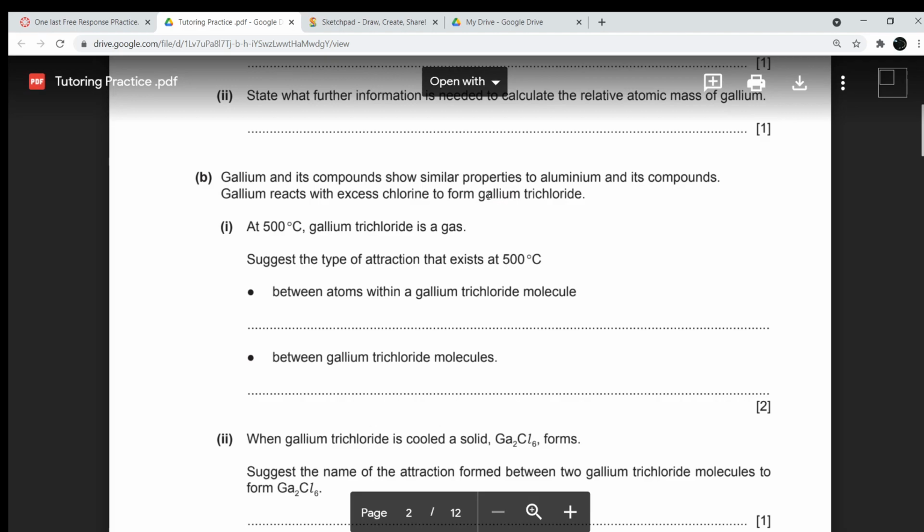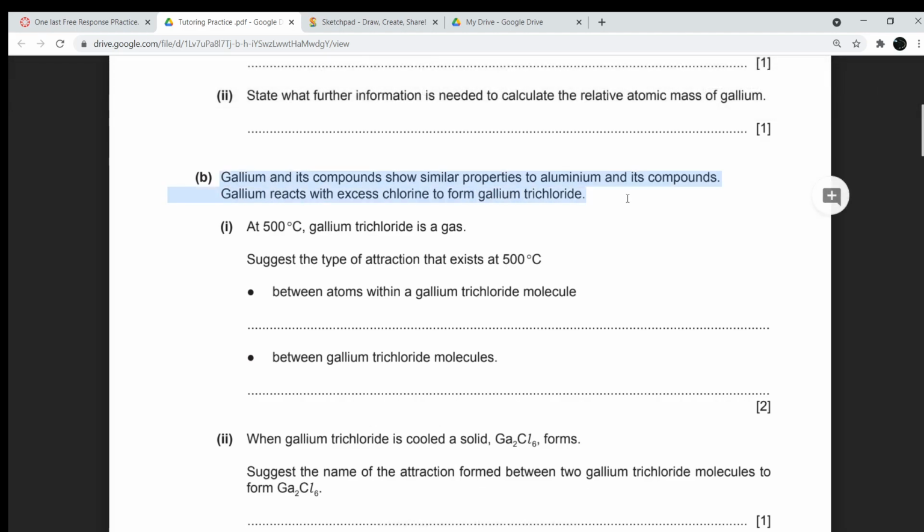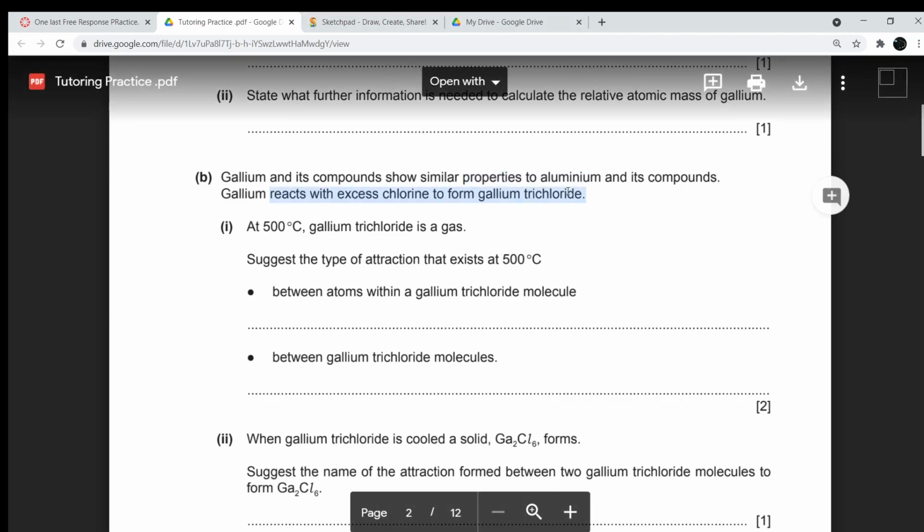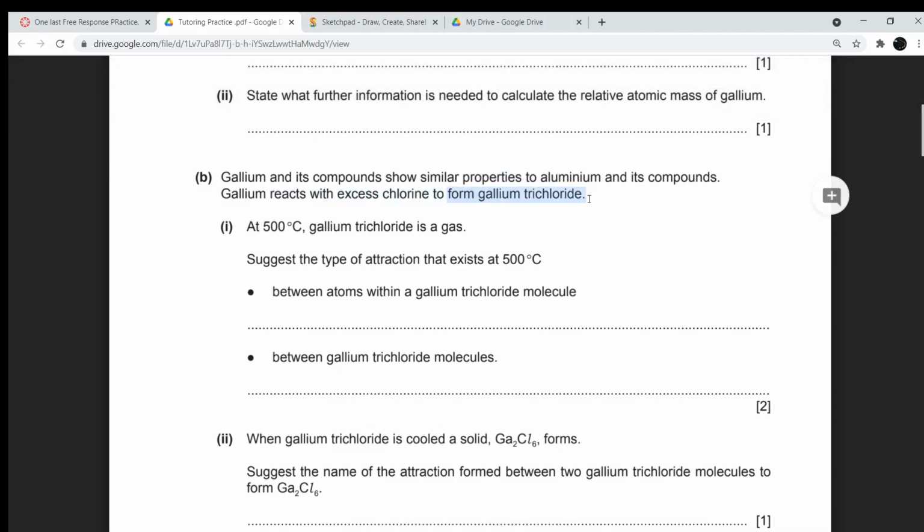Part B, gallium. Gallium and its compounds show similar properties to aluminum and its compounds. All right, great. Now we're talking about aluminum. I'm going to think, what do I know about aluminum? What do I know about its compounds? And does it work for gallium? In general, the answer is going to be yes. And it's saying that we make gallium trichloride. So I'm thinking gallium trichloride, aluminum trichloride. What did those things do?